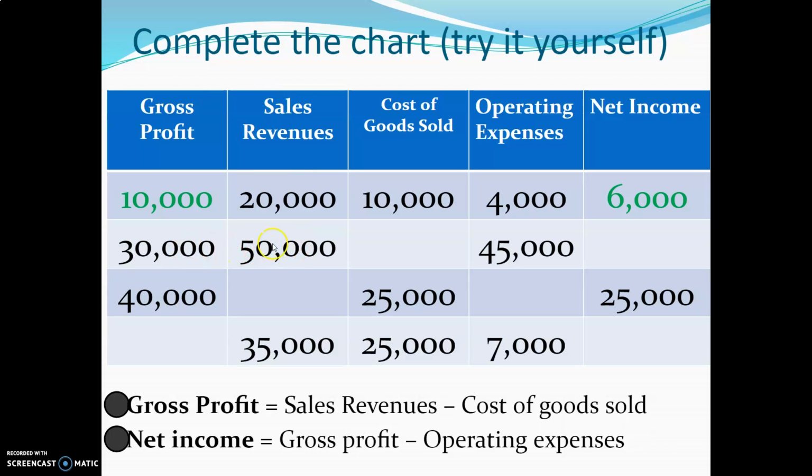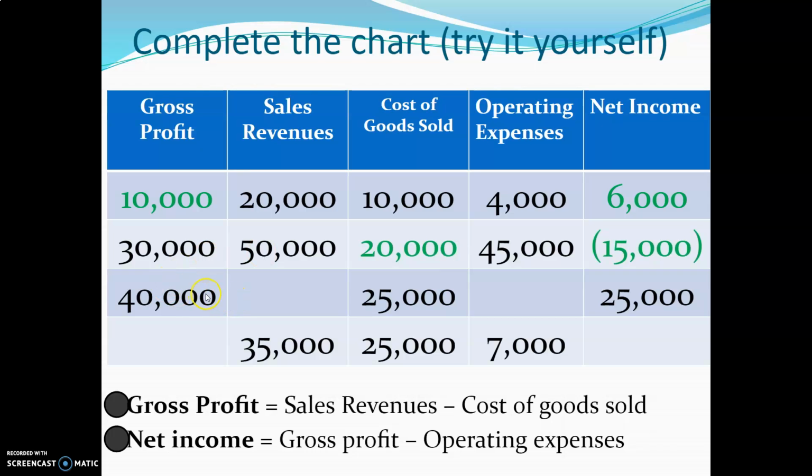For the next one, we have to reverse this idea to figure out where we're at. Sales revenue is 50,000, minus some number, gives us our 30,000 gross profit. Well, 50,000 minus 20,000 gives us 30,000. And what is going to be our net income? Well, with gross profit being 30 and our operating expenses being 45, we will have a net loss, which we usually represent with brackets. It will be a negative number, minus 15,000.